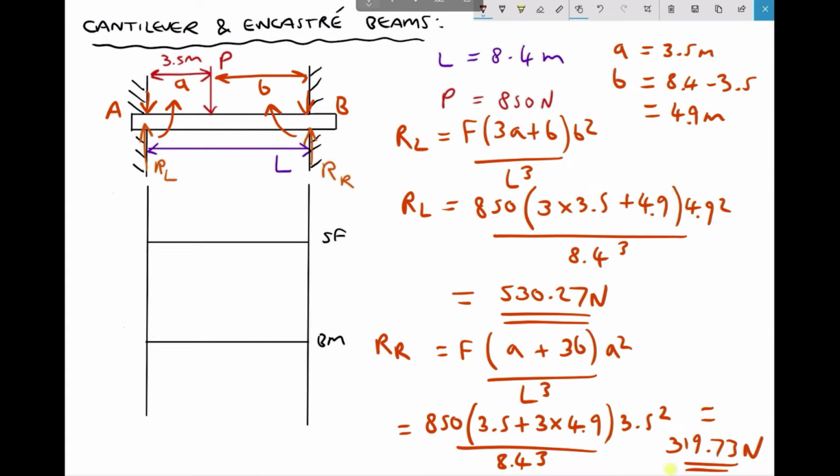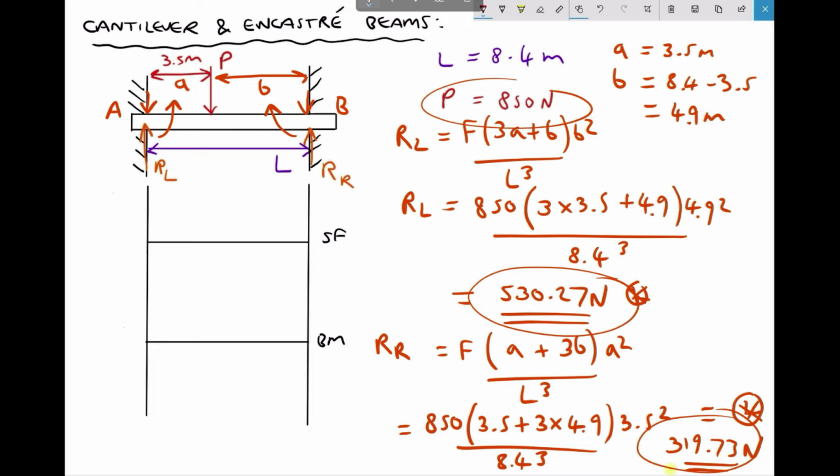Okay, now at this stage we can do a quick check because we know that the sum of the forces acting downwards must equal the sum of the forces acting upwards. So if we add our RL and RR values together, as we would expect, we get a sum of 850 newtons, because that's the sum of the forces acting downwards. So just to repeat, adding RL to RR gives us the forces acting upwards, and that's going to be balanced by our forces acting downwards of 850 newtons.